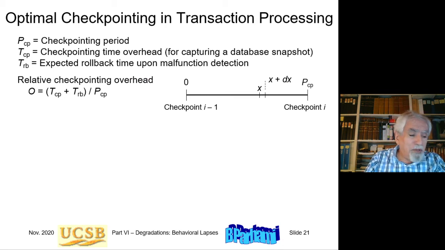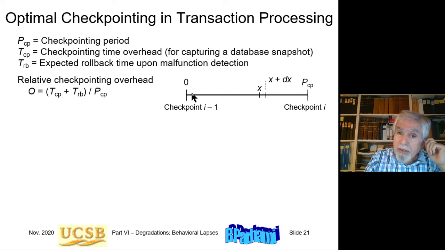Now there are different ways you can analyze optimal checkpointing. This is with a different set of assumptions in transaction processing. The difference in transaction processing is that when you are within one of those intervals, this is the beginning of the interval, this is the checkpoint for that interval, the end of that interval. So there's a checkpointing overhead, TCP, at the end of the interval.